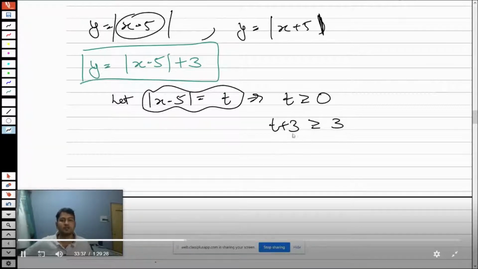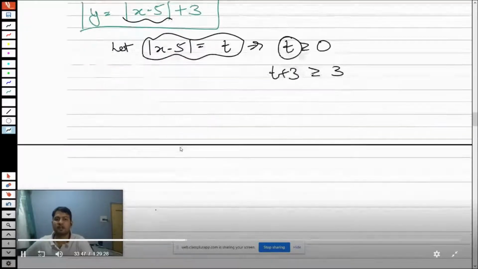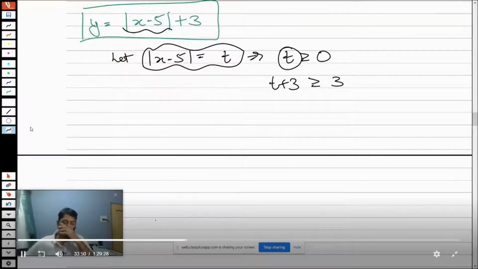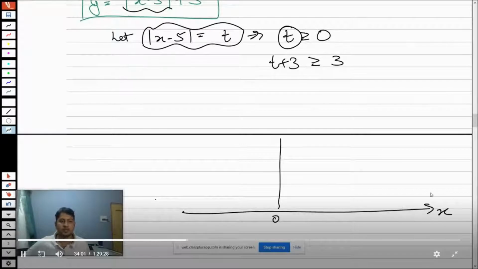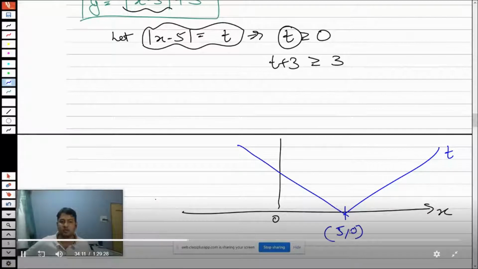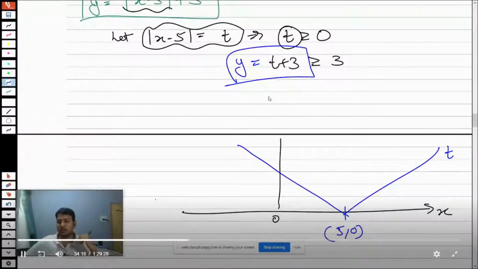Yeah, exactly, Shreya. So it will be a rightward shift by 5 units because of this x minus 5. So t is always greater than equal to 0. Now if I want to plot the t function, it will be just a mod function, but 5 units to the right. So if this is my origin, this is x, then this will be my function t, which is mod of x minus 5, at 5 comma 0. Now your function y is t plus 3. So it's just adding 3 units to the function t. So it will be 3 units above this. So every point will go up by 3 units.